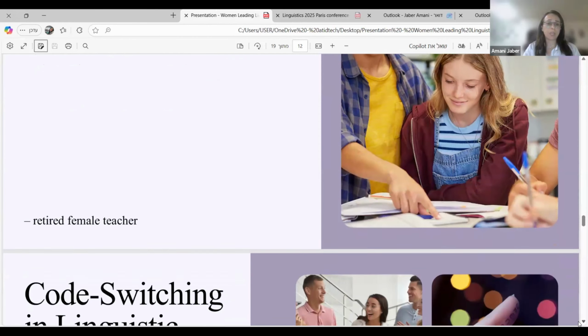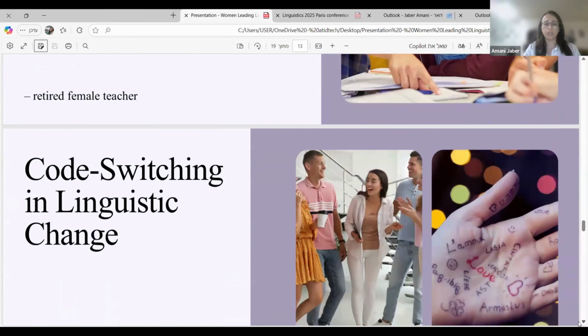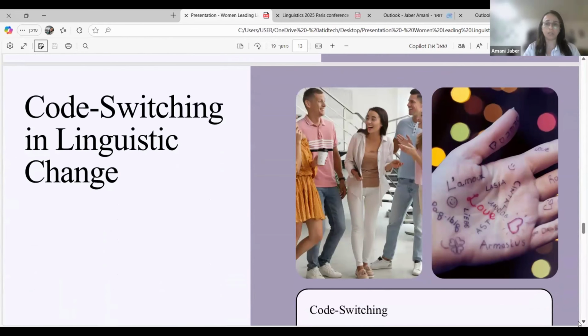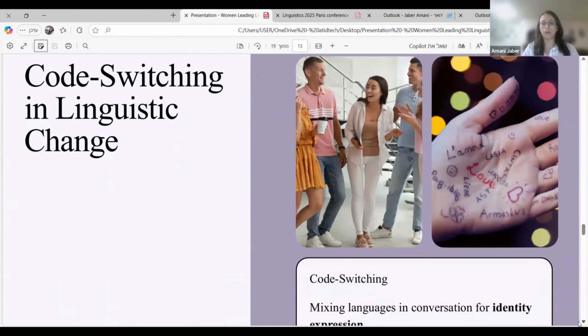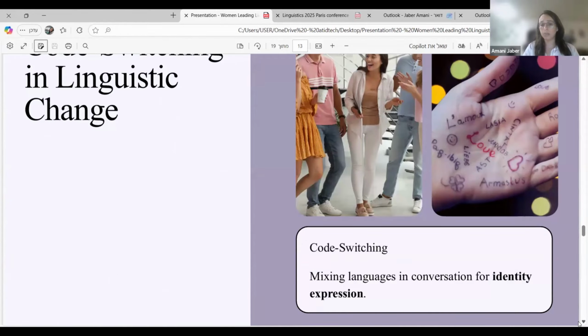Now, another sign or indicator of education or modernization that was used by female participants was code switching. As I said before, the community in my town is trilingual and they use Arabic, Hebrew, and English interchangeably. So basically they try to use code switching, to mix the languages in their conversation for identity expression. Meaning, if in one speech they chose to speak purely Arabic, that was for them a sign of loyalty to the language.